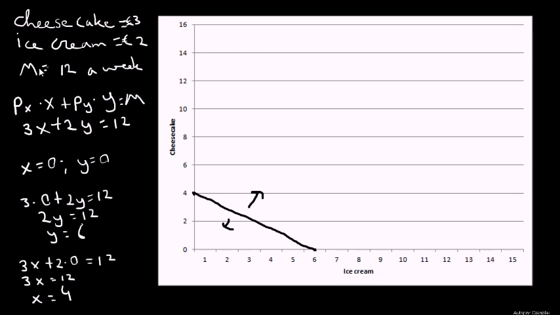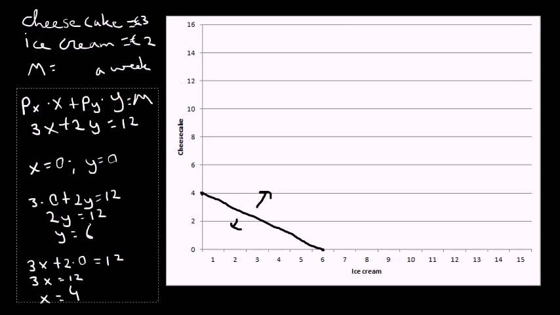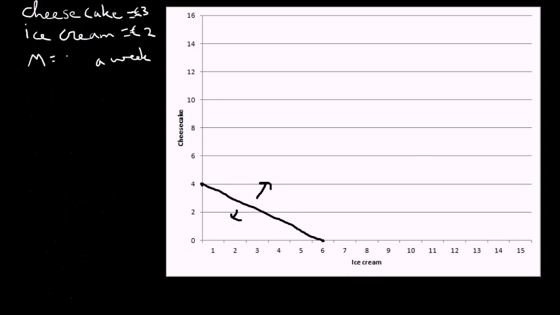happens if we change the income. So for this next example, we will change the income from 12 to 15. And then we'll do the graph again. So we have the price of X, which is 3 times X, plus the price of Y, which is 2 times Y, equals our income, which is in this case 15.